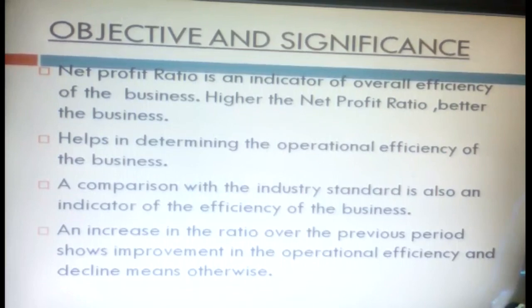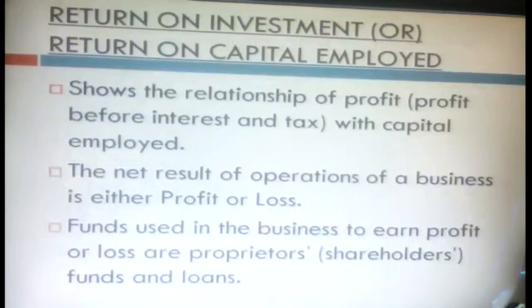After the gross profit ratio, our third very important ratio is return on investment, which you can also call return on capital employed. The same thing we discussed earlier in our shareholders' fund, our proprietors' fund. It shows the relationship of profit with capital employed. Profit here means profit before interest and tax. What is the meaning of profit before interest and tax? The available profit before we have deducted our interest and tax. Before deduction of interest and tax, the available profit is called profit before interest and tax.